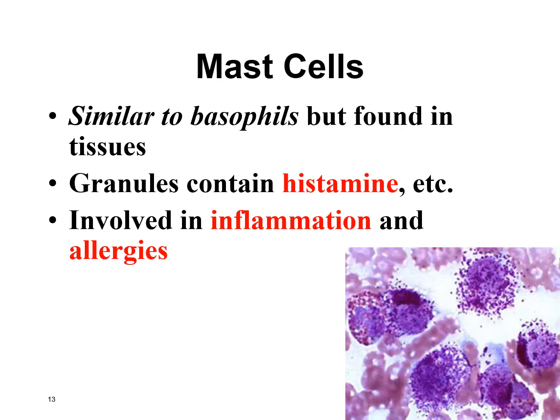Mast cells are very similar to basophils, but they're not found in the blood. They're just found in the tissues. They also have these blue staining granules that contain histamine, and they release that to cause inflammation and allergies. So if you do have allergies, you can blame both basophils and mast cells for making you miserable.